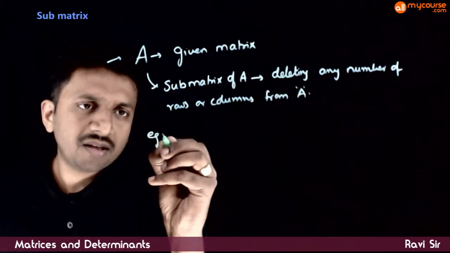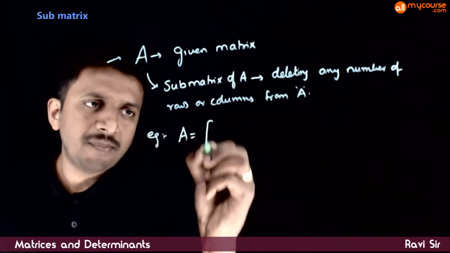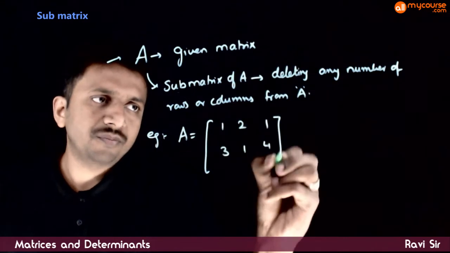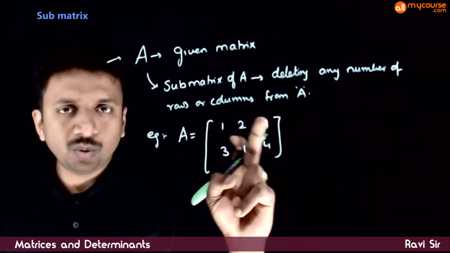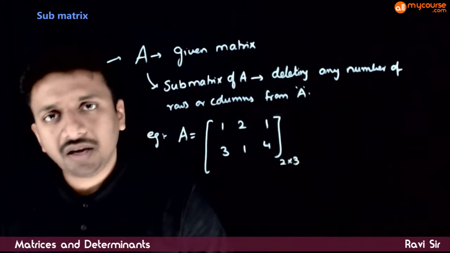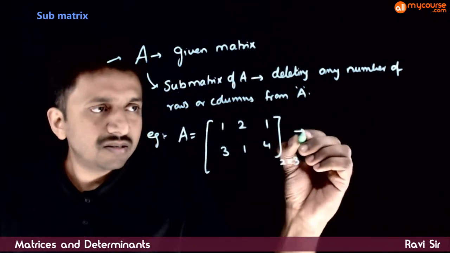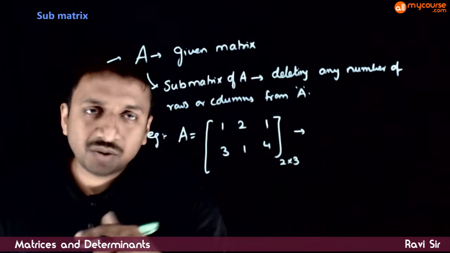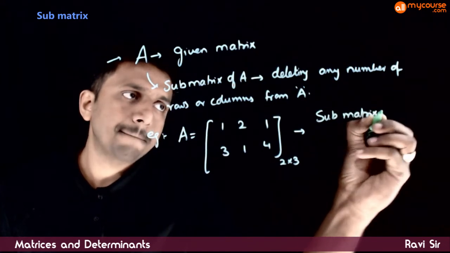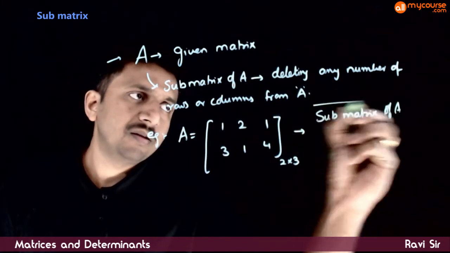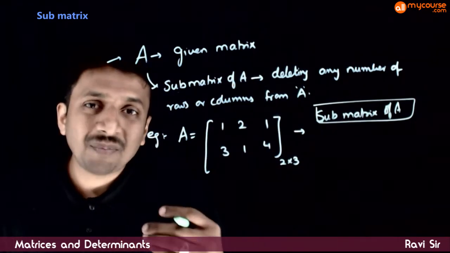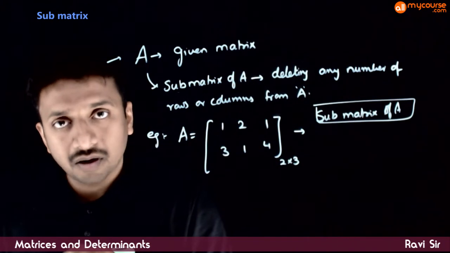For example, if A is the matrix 1, 2, 1, 3, 1, 4, it has 2 rows and 3 columns. So there are a lot of submatrices to A. A submatrix to A can be thought of as a matrix obtained after deleting some number of rows and some number of columns.